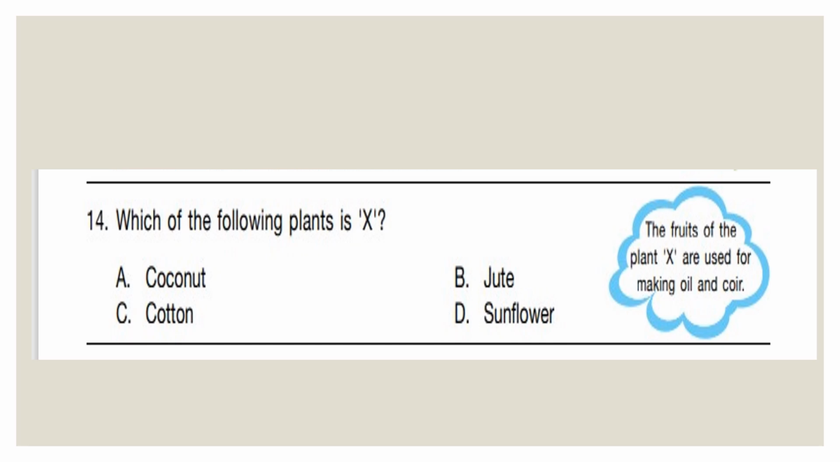Question number 14. Which of the following plants is X? The fruit of the plant X are used for making oil and coir. Option A. Coconut. Option B. Jute. Option C. Cotton. Option D. Sunflower. And the right answer is option A. Coconut. The fruit of the coconut plant are used for making oil and coir.